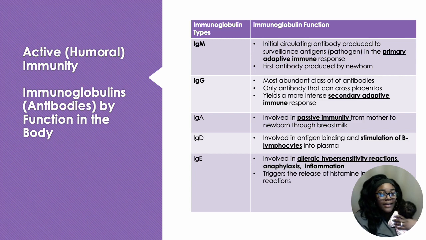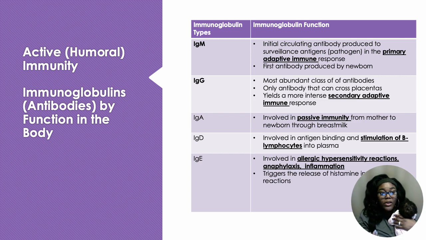But anyhow, we have active immunity. And when we discuss active immunity, I discussed that there's a type called humoral immunity. Humoral immunity specifically deals with antibodies or immunoglobulins. Just know for the purposes of this lecture, if I use immunoglobulins versus antibody, that is a word being used interchangeably, and it actually means the same thing. So if you hear me say one word versus another, I'm talking about the same thing.